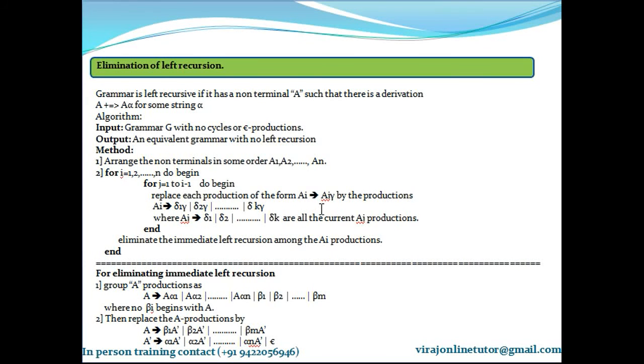And if the leftmost symbol on the right hand side of the production is one of the non-terminals defined on top of it, then replace that with its productions. So suppose AJ gives delta 1 till delta k. In place of AJ, just write delta 1, delta 2 till delta k. And this gamma keeps on appending all, because I am substituting AJ with its productions. So delta 1 followed by gamma, or delta 2 followed by gamma, or till delta k followed by gamma.